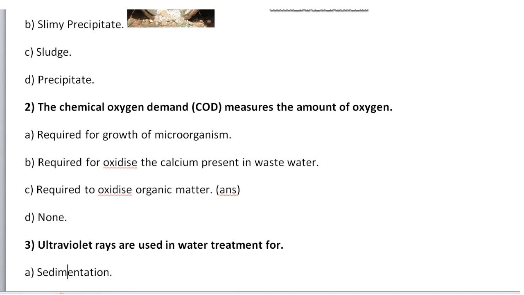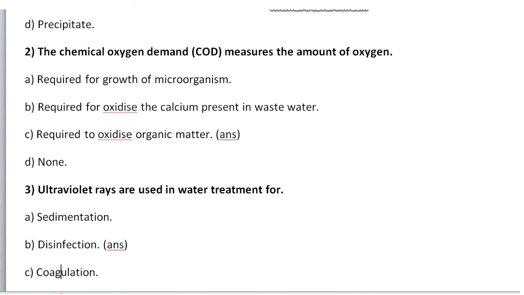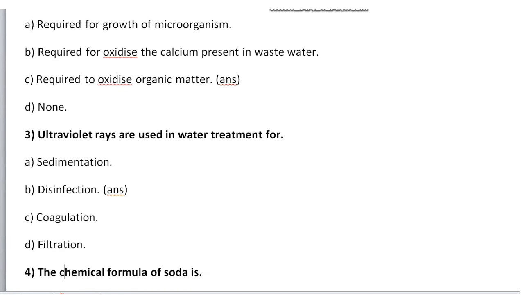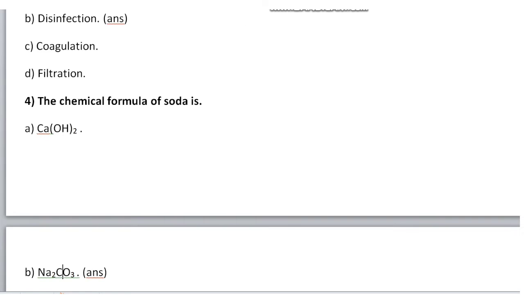The chemical oxygen demand, that is COD, measures the amount of oxygen for what? The answer is C, that is required to oxidize organic matter. Then, ultraviolet rays are used in water treatment for what? It is used for disinfection, also known as sterilization. That means the second is the answer.